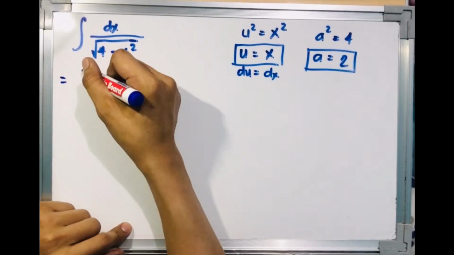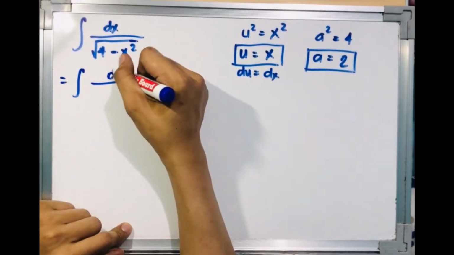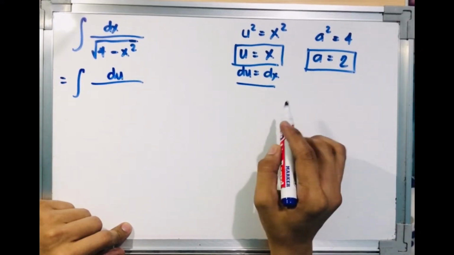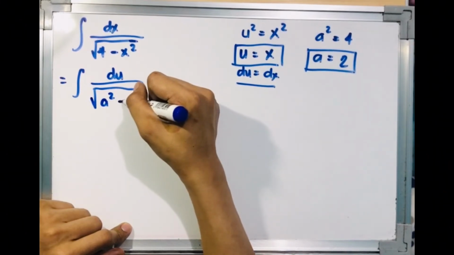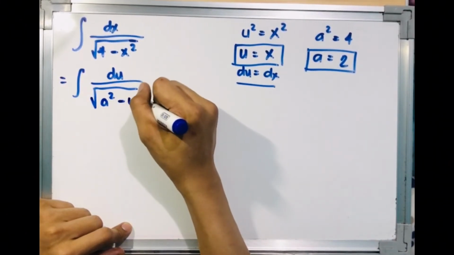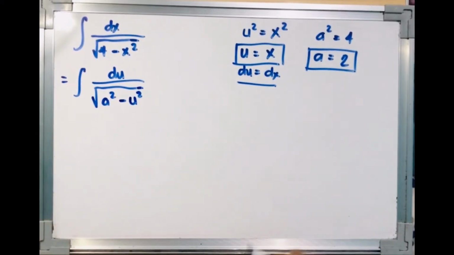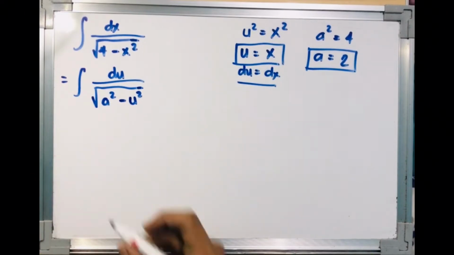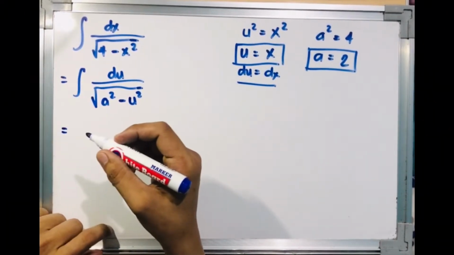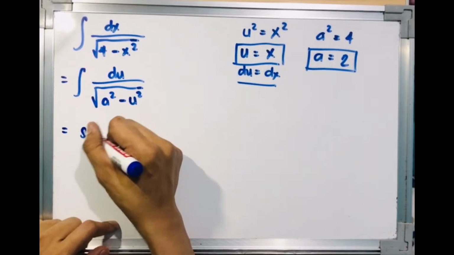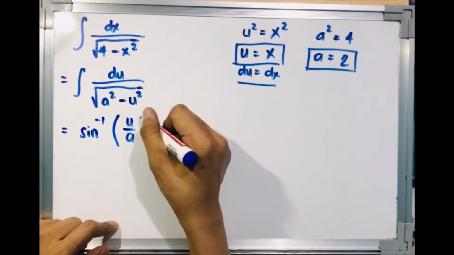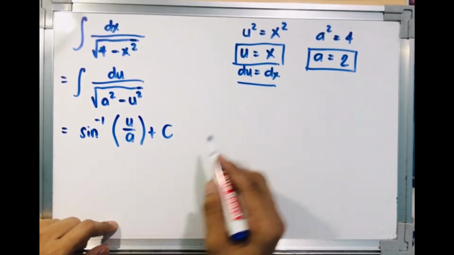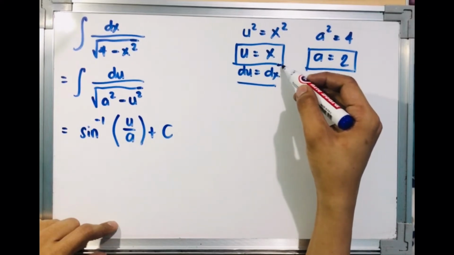So, what's my dx? That's just du. Okay? And then, the square root of 4, my a squared, minus what's my x squared? That's my u squared. So, balikan ulit natin yung tatlong formula at alin doon yung ganitong form. And kung aalala natin, that is the arc sine. So, sine to the negative 1 of u over a plus c. So, don't forget, ibalik natin yung mga functions or yung isinubstitute natin.